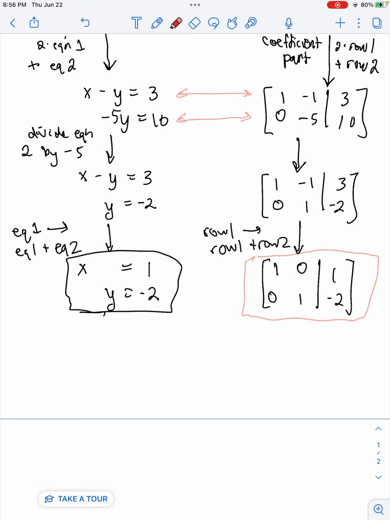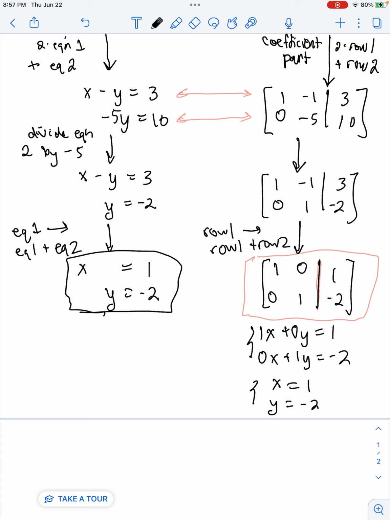I have to write out the equations. And what I do is these coefficients get multiplied by the variables, and then this bar here corresponds to an equal sign. So this first equation is going to say 1x plus 0y equals 1, and then the second equation is 0x plus 1y equals negative 2. And of course, that's just the same.